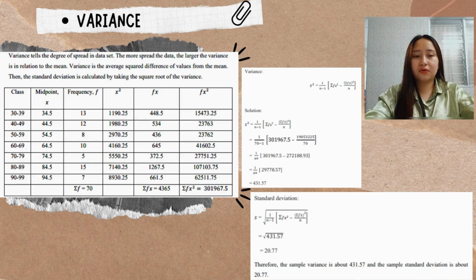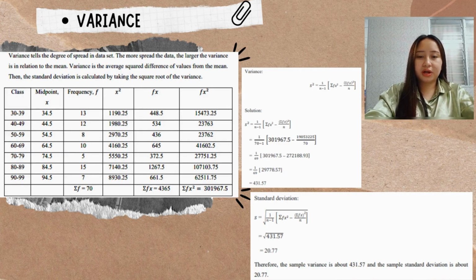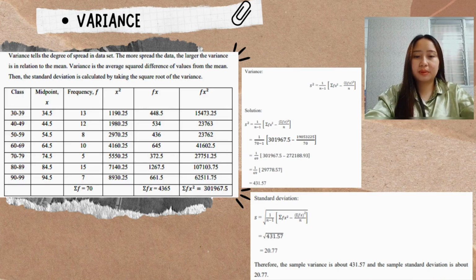The range of a data set is the difference between the maximum and minimum data entries in the set. The range formula is maximum data entry minus minimum data entry. The range is 99 minus 30, which will be equal to 69. Therefore, the range of labor force by age group in Perak from 1982 until 2019 is 69.